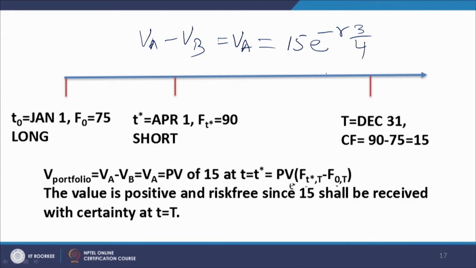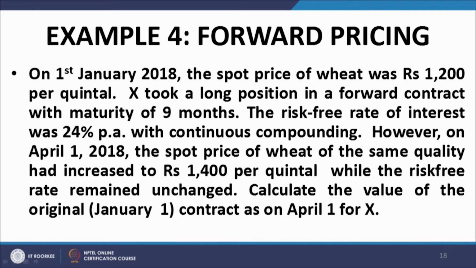So, it depends on the forward price that is prevailing on the date of valuation of the contract. Let us do a formal example on this. On 1st January 2018, the spot price of wheat was rupees 1200 per quintal. X took a long position in a forward contract with maturity of 9 months. The risk free rate of interest is 24% per annum with continuous compounding. However, on April 1, 2018, that is 3 months after the institution of the contract, the spot price of wheat of the same quality had increased to rupees 1400 per quintal.